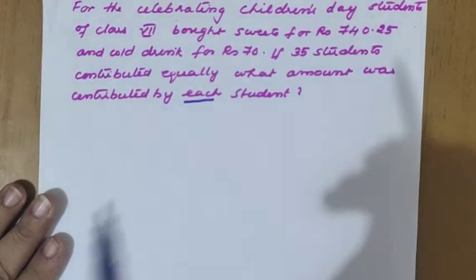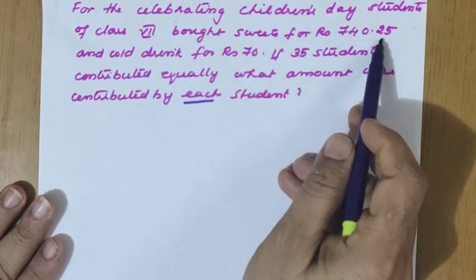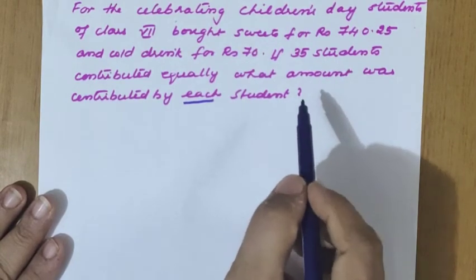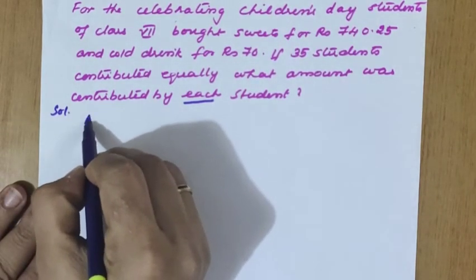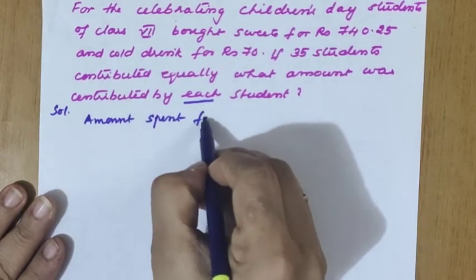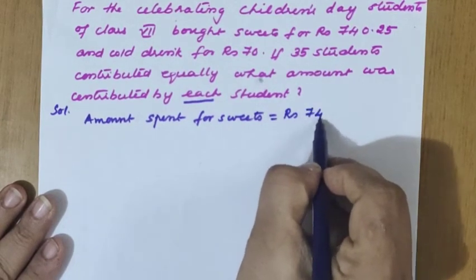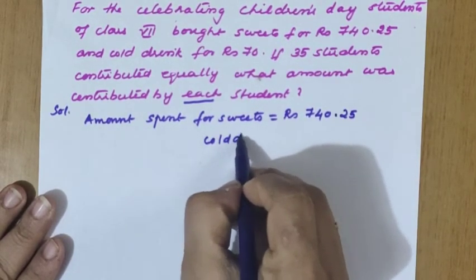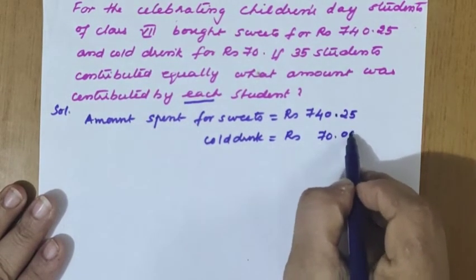So what are the amounts spent by them? For sweets, the amount spent by 35 students is 740.25. Cold drink, it is rupees 70. How many students were there? 35 students. So since it's a word problem, we should write in words only. So the amount spent for sweets is equal to 740.25 and cold drink rupees 70.